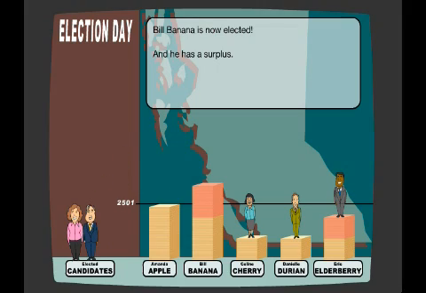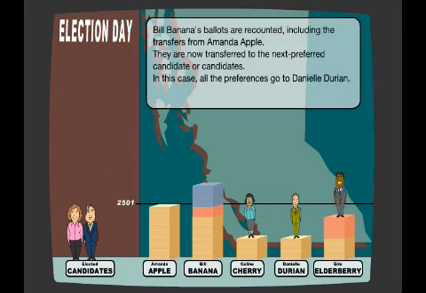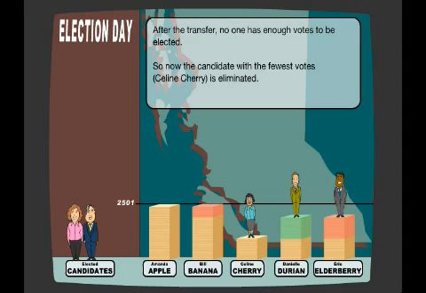Bill Banana is now elected, and he has a surplus. Bill Banana's ballots are recounted, including the transfers from Amanda Apple. They are now transferred to the next preferred candidate or candidates. In this case, all the preferences go to Danielle Durian. After the transfer, no one has enough votes to be elected.